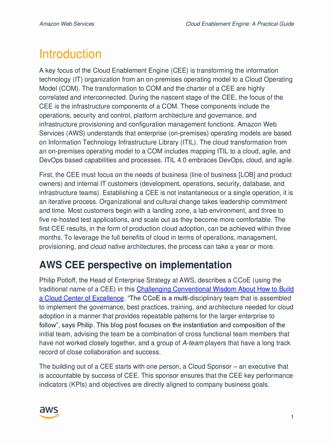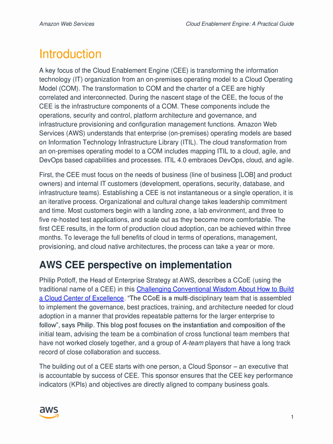Amazon Web Services, AWS, understands that enterprise, on-premises, operating models are based on Information Technology Infrastructure Library, ITIL. The cloud transformation from an on-premises operating model to a COM includes mapping ITIL to cloud, agile, and DevOps-based capabilities and processes. ITIL 4.0 embraces DevOps, cloud, and agile. First, the CEE must focus on the needs of business, line of business and product owners, and internal IT customers, development, operations, security, database, and infrastructure teams.